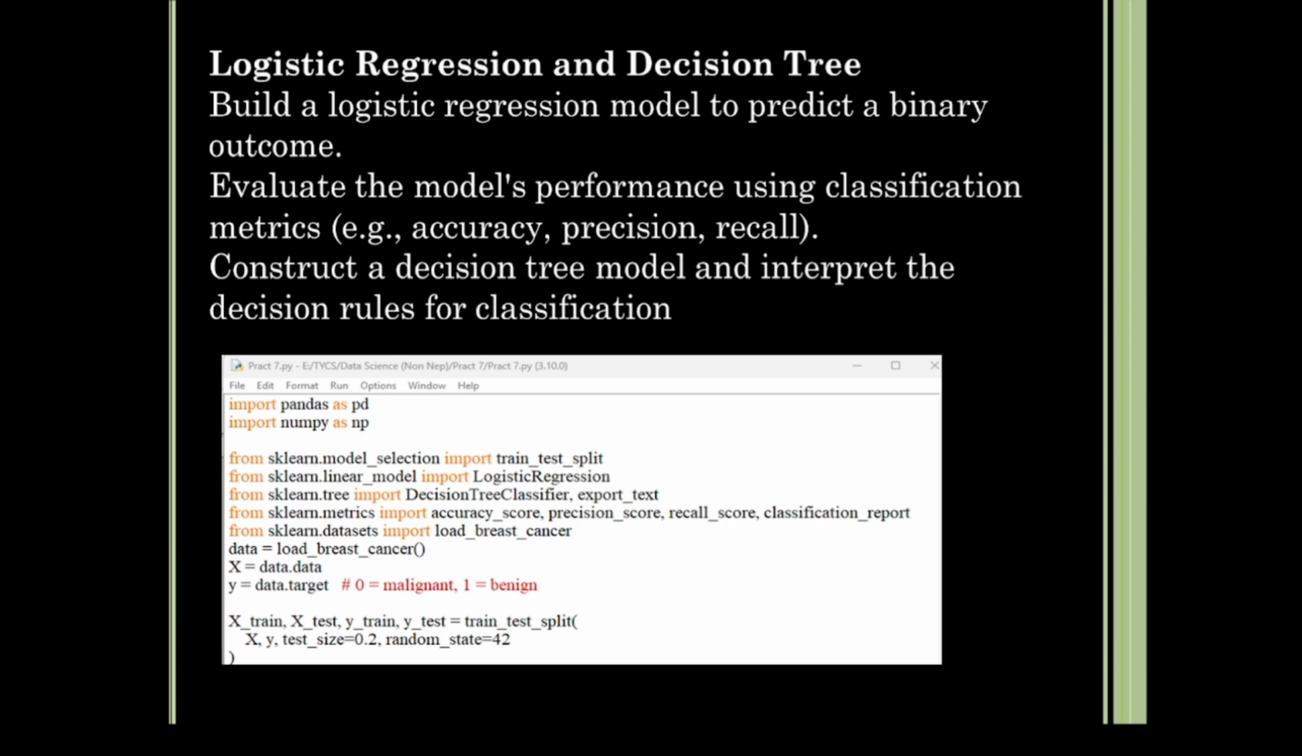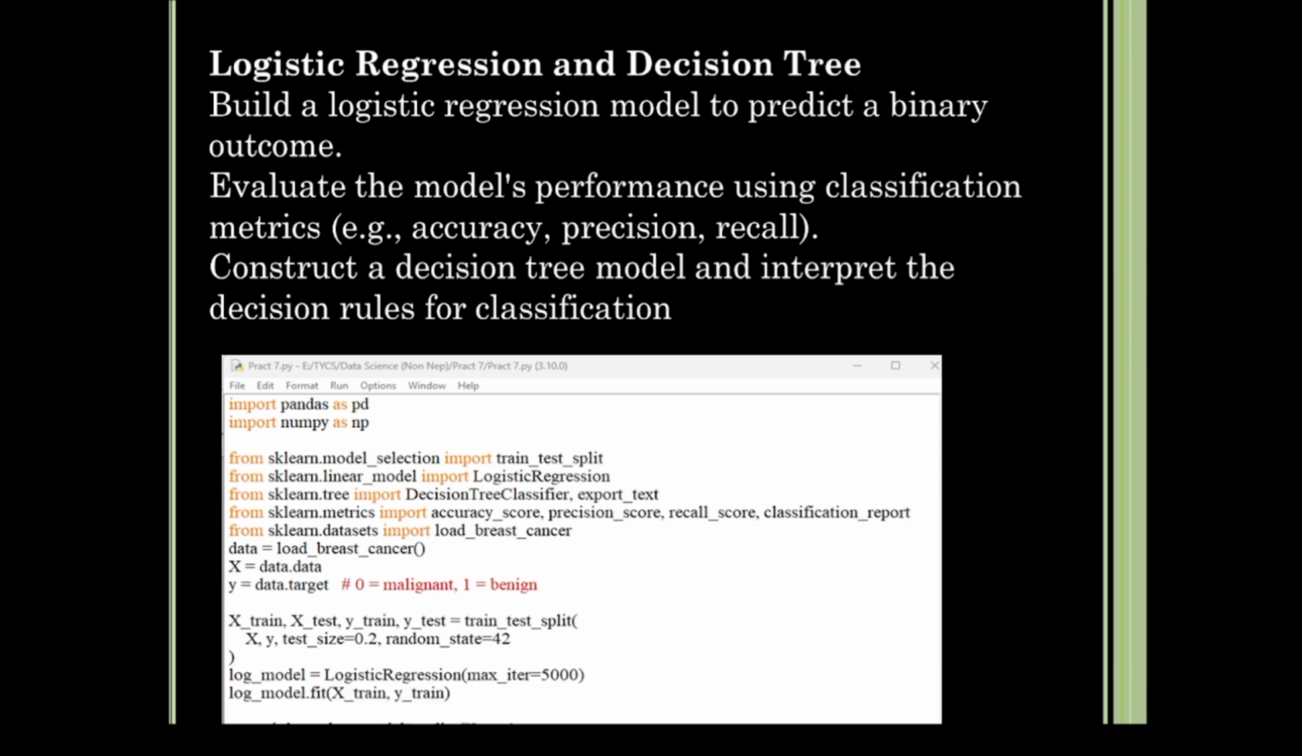It is in target. X_train, X_test, y_train, y_test is equal to train_test_split, bracket open, X, y, test_size is equal to 0.2, random_state is equal to 42. Now here the purpose is that 80% of the data would be used for training and 20% of the data would go for testing. So the test size would be 0.2, that is my 20% test data, and random_state 42 basically ensures the same split every time.